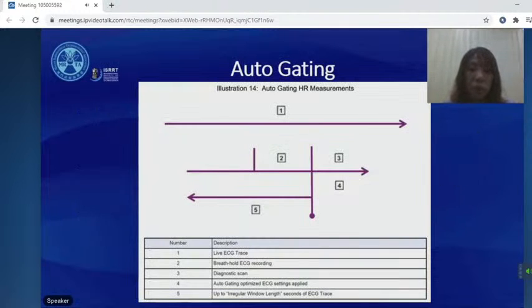And these graphics show how auto-gating works. In the first line, that is the real-time ECG trace. In the second line, there are two parts. The first part tells the patient to hold the breath, and the second part is the ECG recording pattern. And the third part is the diagnostic scan. Sometimes the heart may have some irregular beats. So the fifth part provides a few seconds of irregular window length feedback to the scanner. And then in the fourth part, auto-gating will have an optimized ECG setting, and then it can do the scan.